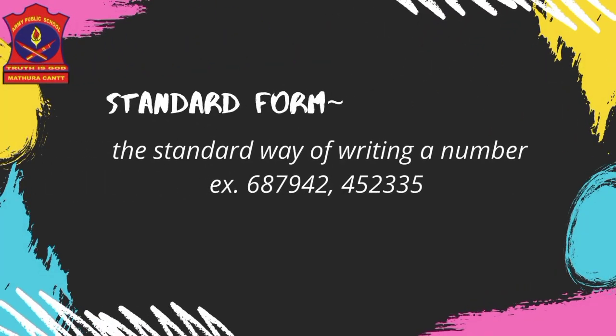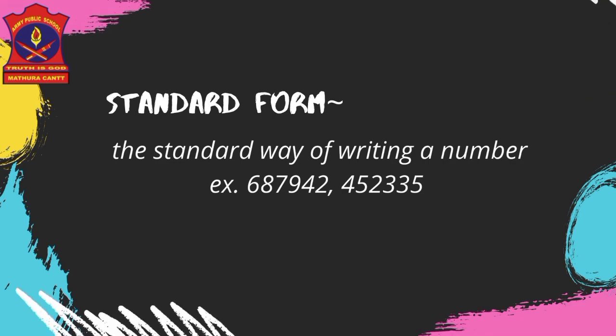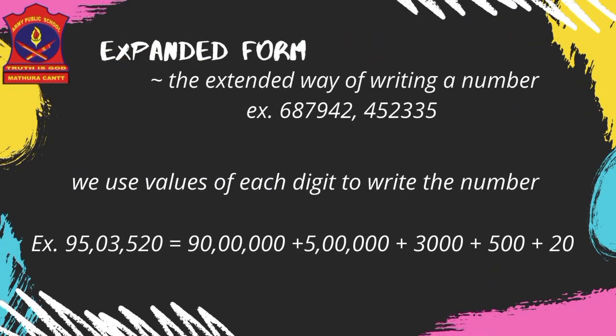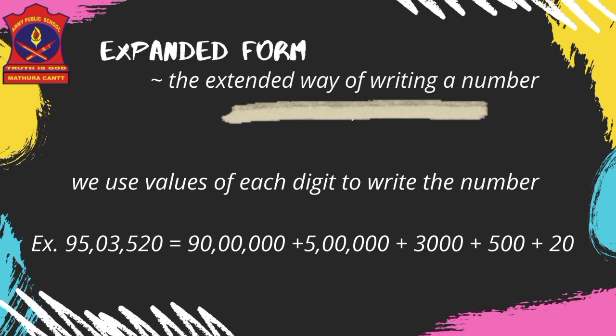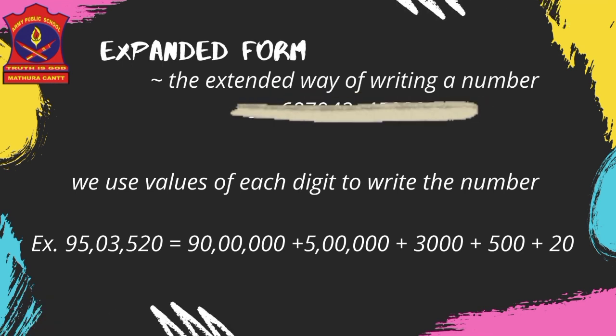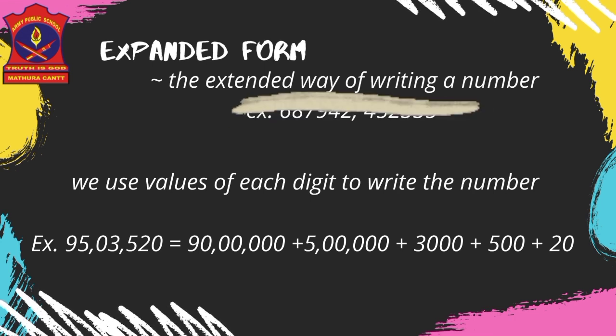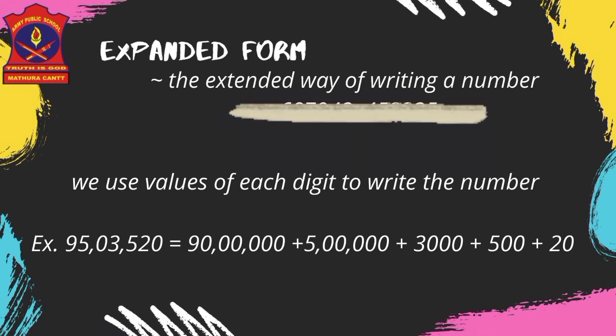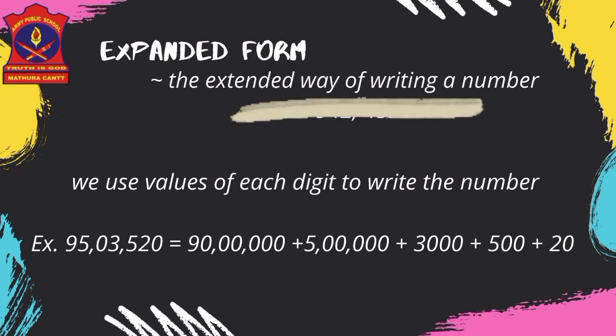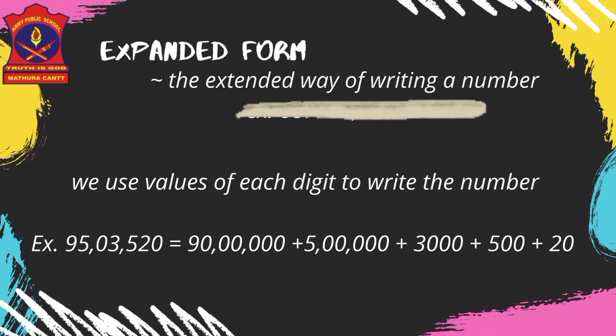We can write whole numbers in 2 forms, standard form and expanded form. Standard form is the standard way of writing a number, that is writing a number in numeric form or in numerals. The other way is expanded form. It's the extended way of writing a number. We use the values of each digit to write the number. Example, as you can see, 95 lakh 3,520 will be equal to 90 lakh plus 5 lakh plus 3,000 plus 500 plus 20.